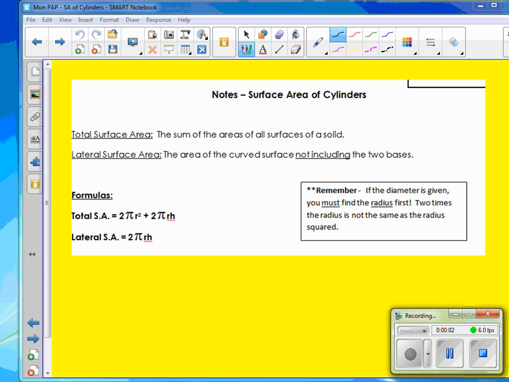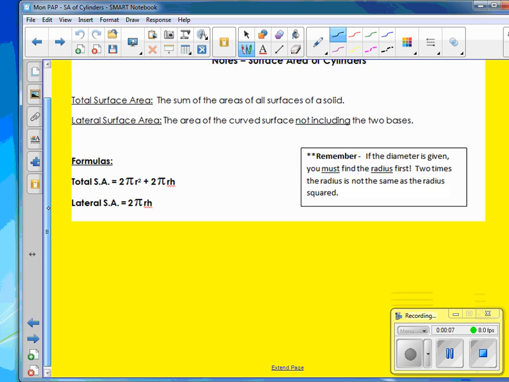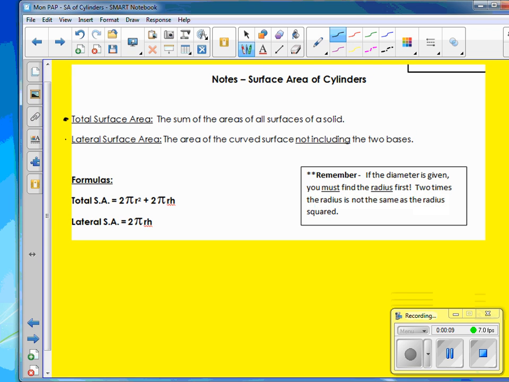All right, so this lesson is over surface area of cylinders. So again, we have two different types of surface areas. We've got total and lateral. Total surface area is the sum of all the area of the surfaces of a solid. And the area of the curved surface, not including the base, is what we call the lateral.